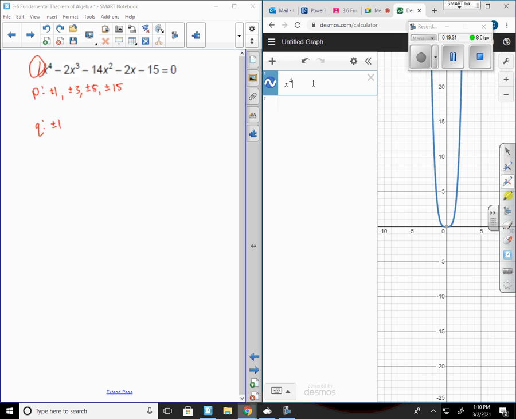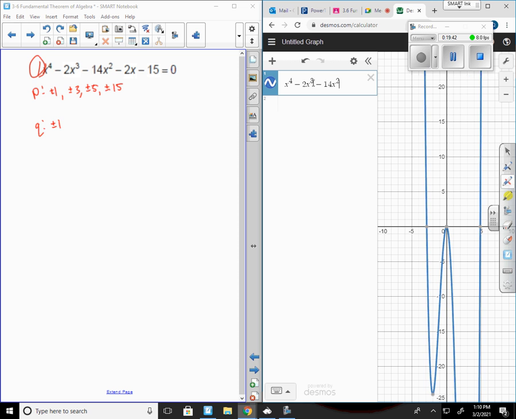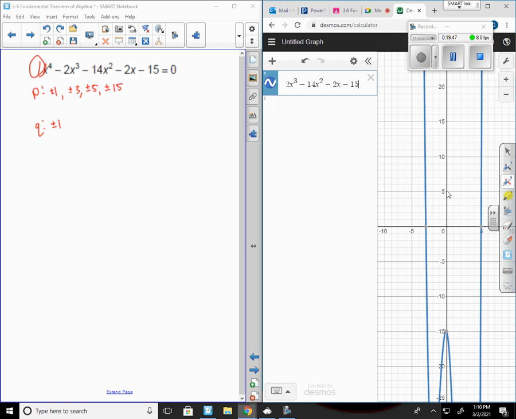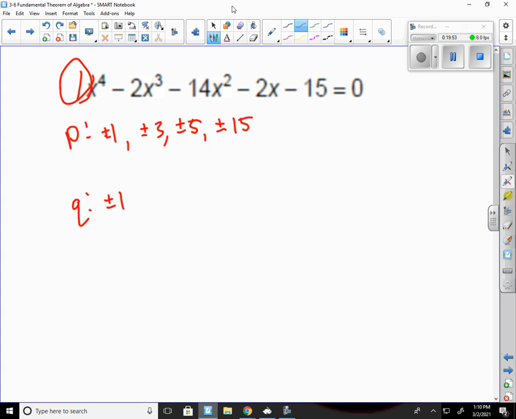Have x to the fourth minus 2x to the third minus 14x to the second minus 2x minus 15. Look at my points. I have a negative 3 and a 5. That's where I'll start. Bring down my numbers for synthetic division, those coefficients. I'll start with the 5. Doesn't matter which one I start with. 1, negative 2, negative 14. Make sure you don't need to fill any zeros in as placeholders.